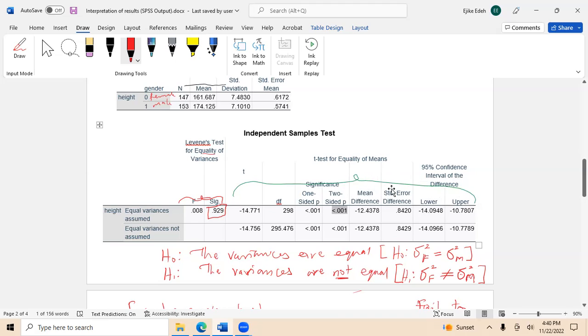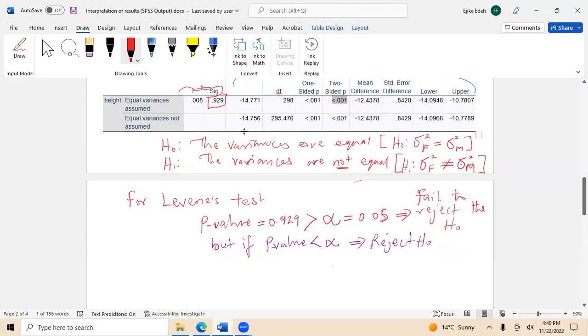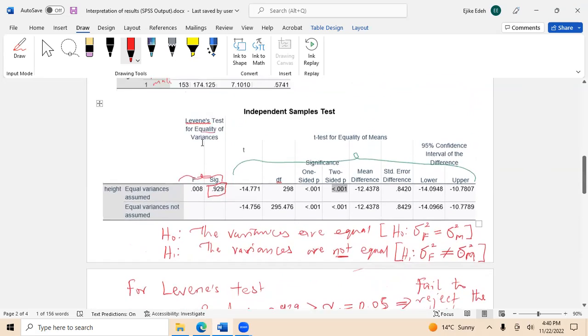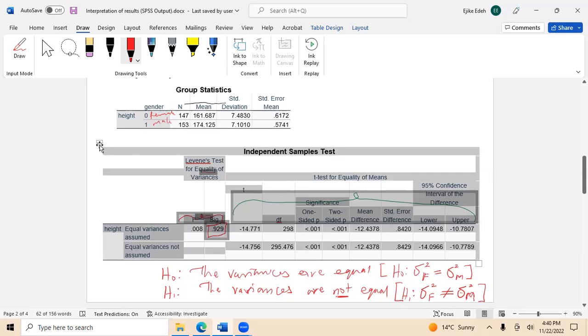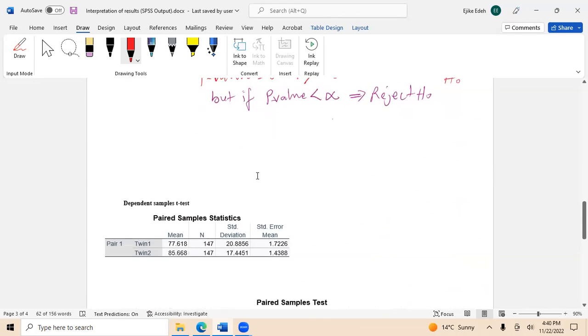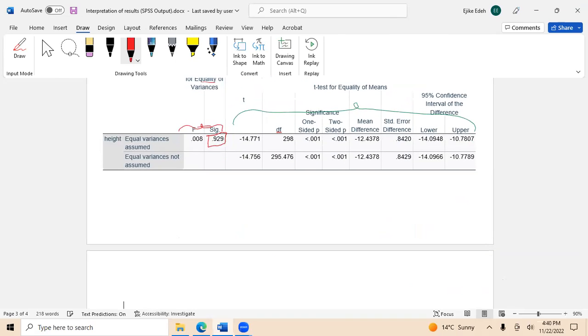So for this right-hand side, the independent sample t-test, let's go ahead and interpret the result we have here. I'm going to copy it. Let me see if I can copy it and paste on the next page, that way we don't have to go back and forth. Okay, that worked.